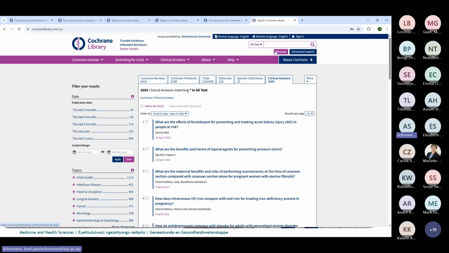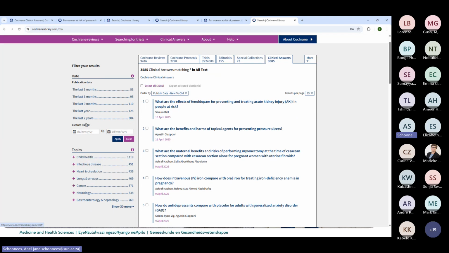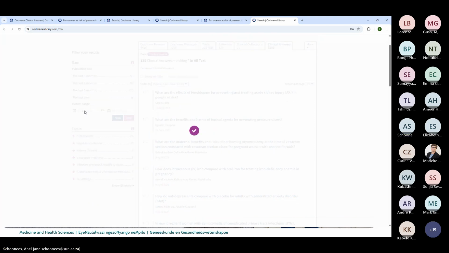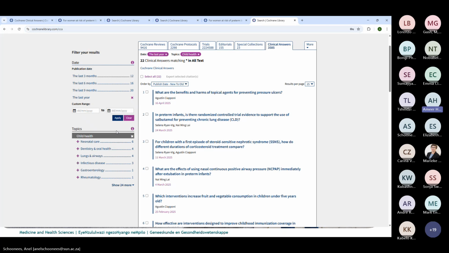Go to clinical answers. It automatically adds the asterisk for you. On the left, we choose, let's say, the last year. It's 125. Child health is 22. Apply.